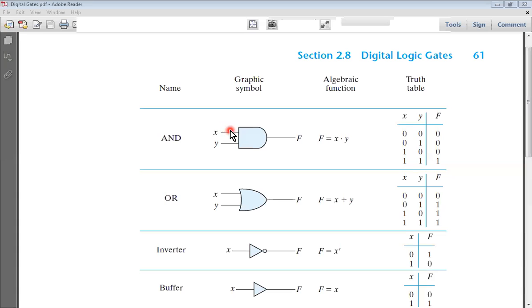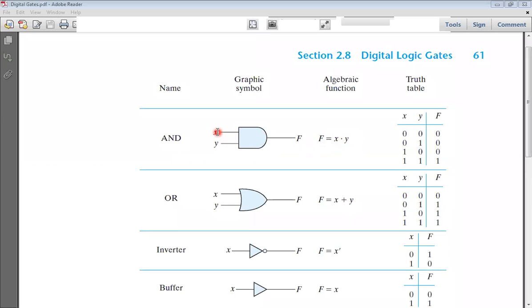There is some terminology involved here. There is one circuit called the AND circuit, and for that circuit this is the symbol, and it has two inputs, X and Y. It has one output F, and the operation that this symbol performs is written here: F equal to X dot Y, where dot is the AND operation. You may read it as X dot Y or X and Y.